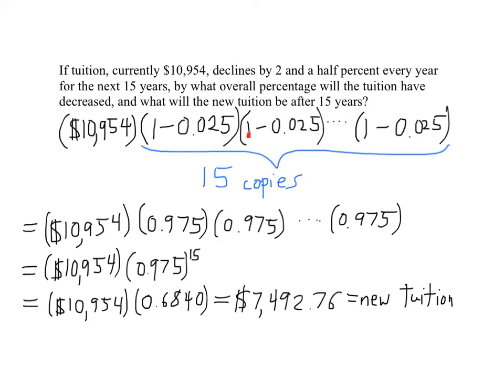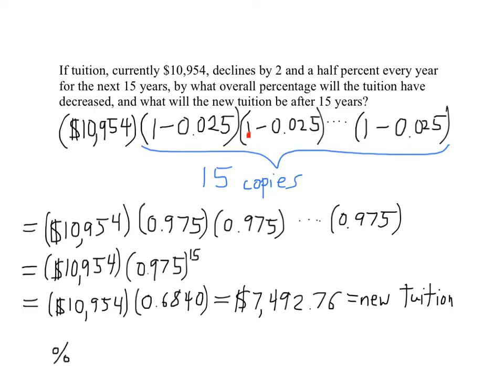We still have to answer the question, by what overall percentage will the tuition have decreased in that 15-year period? And we have to resist the temptation to take this decline factor and just convert it to a percent. It's true that 68.4% has something to do with this problem, but it's not that the tuition has dropped by 68.4%, it's rather that the tuition that remains is 68.4% of the original tuition. This 68.4% is what's left, not what's disappeared.